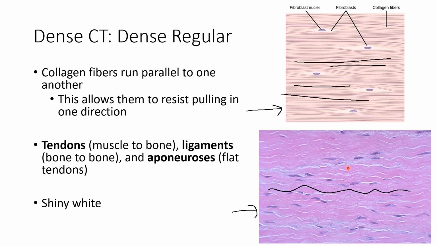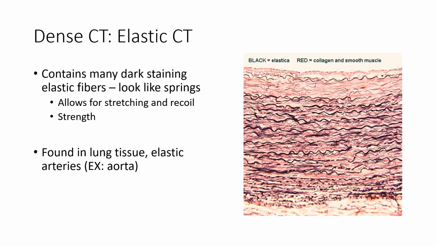And that's why things like tendons and ligaments, when you do these shearing forces, they rupture. So an ACL, this would be like the long axis of your leg. You get tackled this direction, the ACL snaps. So we find this in tendons, ligaments, and aponeuroses, which are just flat tendons, and they tend to be shiny and white when you look at them.